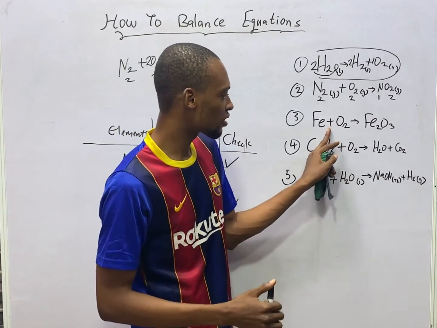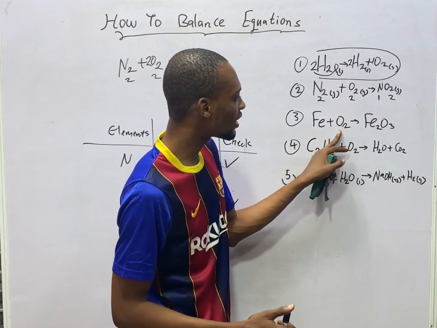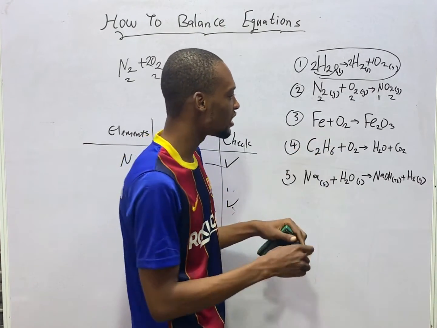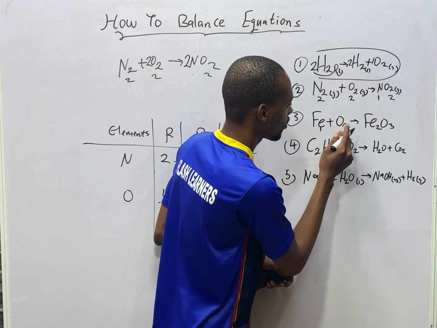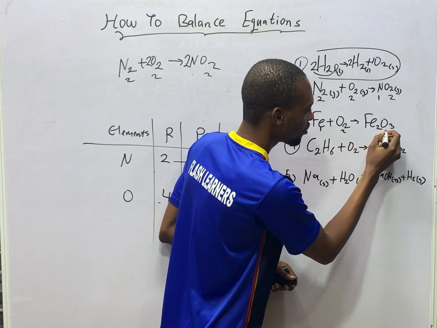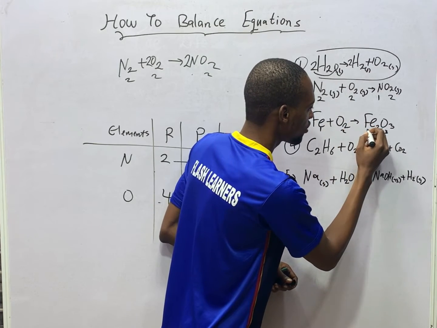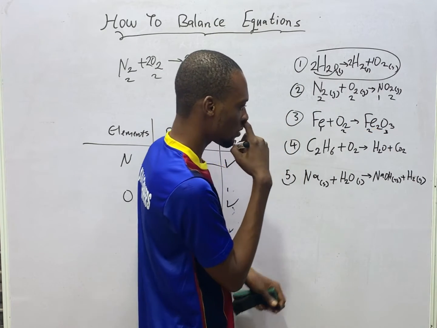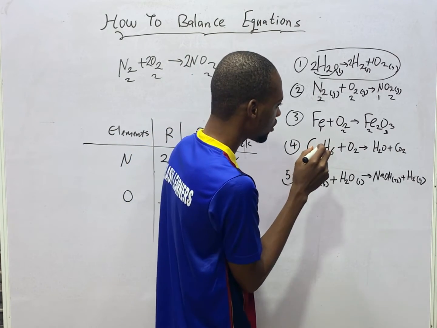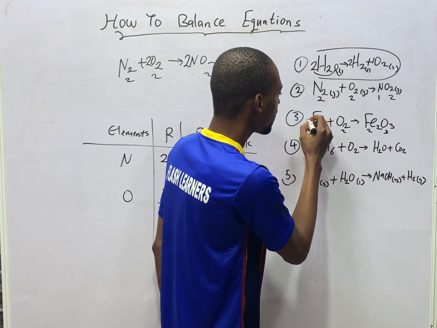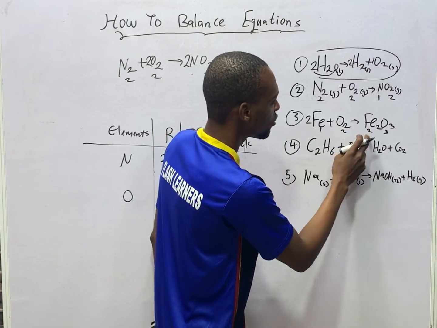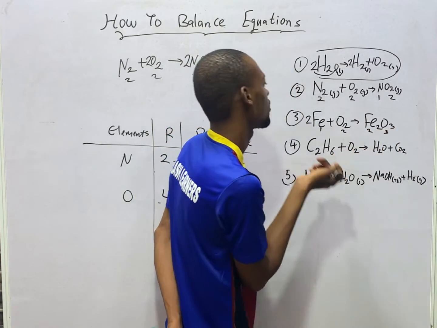And let's look at this. 1, 1. Fe is iron. Iron is 1 here. Oxygen is 2. Here, oxygen is 3. And iron is 2. So how do we resolve this? Since here is 2, if we say, okay, let here be 2, iron is balanced. But oxygen is 3.